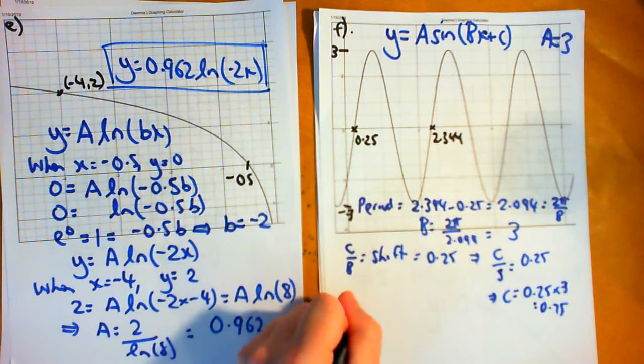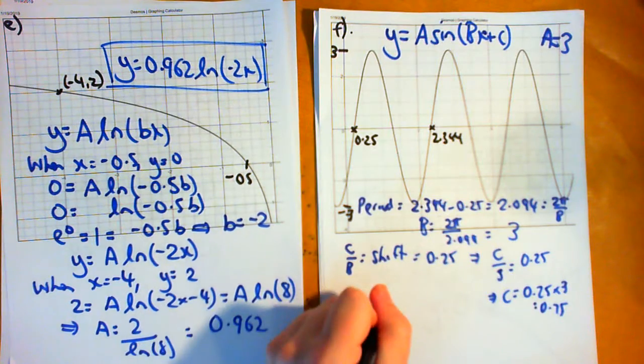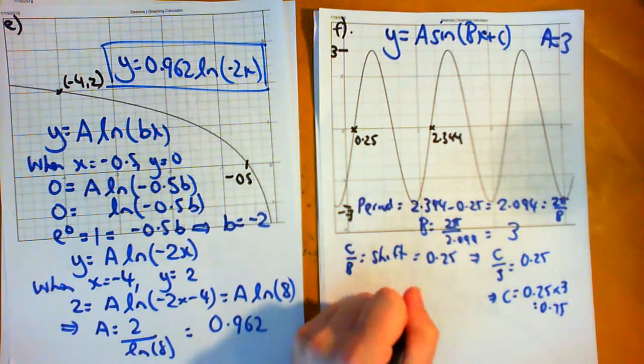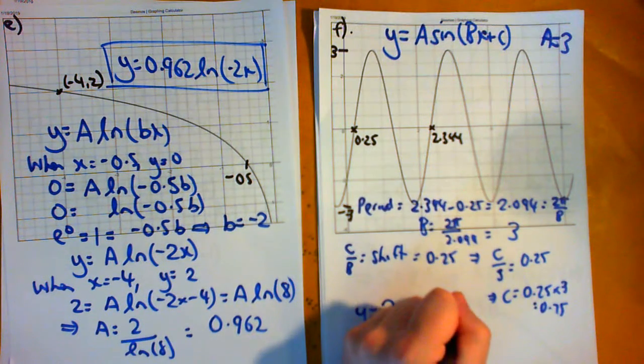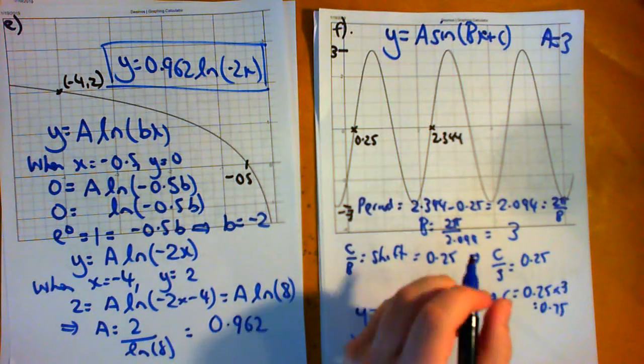So putting the whole thing together, y equals a is 3, sine of b is 3x. It is a shift to the right, that makes it a minus 0.75.